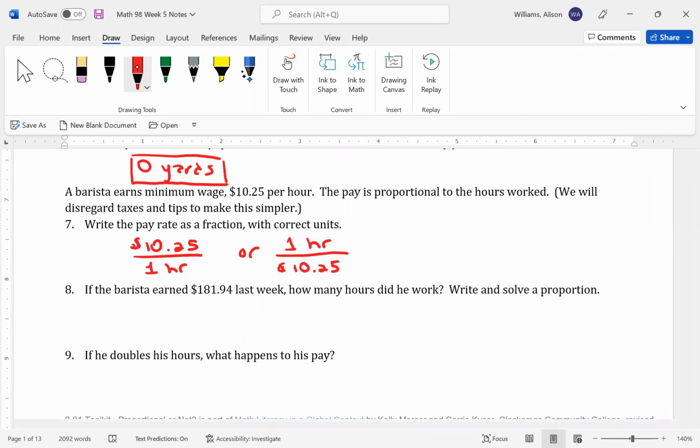Okay, so if a barista earned $181.94 last week, how many hours did he work? Write and solve a proportion. Okay, so that means that we're starting with his amount of money. So if I want to pick which fraction from number 7 would be nicest to multiply by, I'm going to want to pick the second one. The reason is it's got the dollars in the denominator.